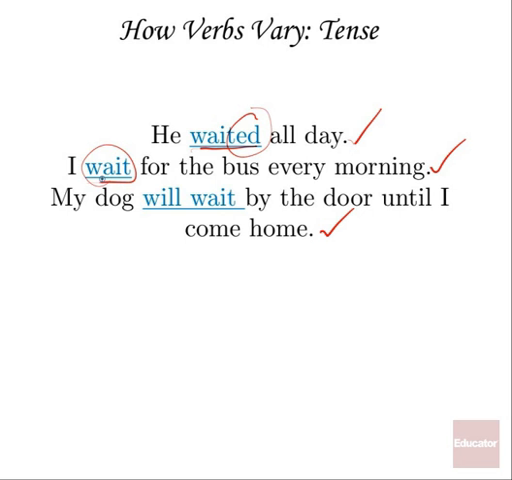I wait for the bus every morning. That's the simple present tense, and it uses just the base form. My dog will wait by the door until I come home. That's the future tense, and it uses the helping verb will to form the future tense will wait.